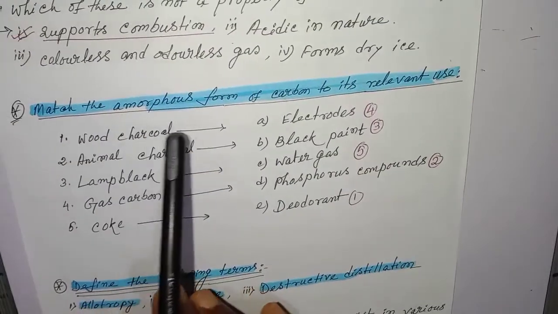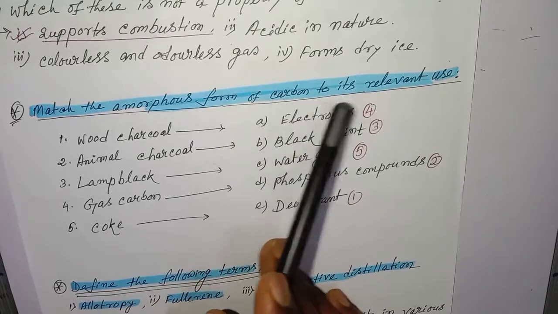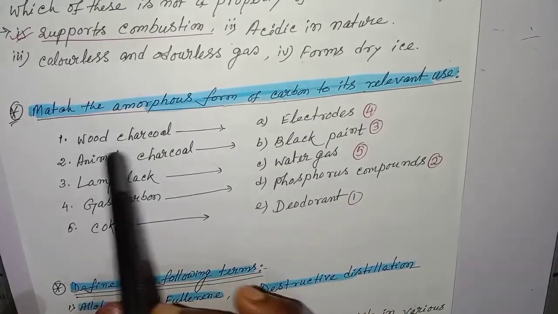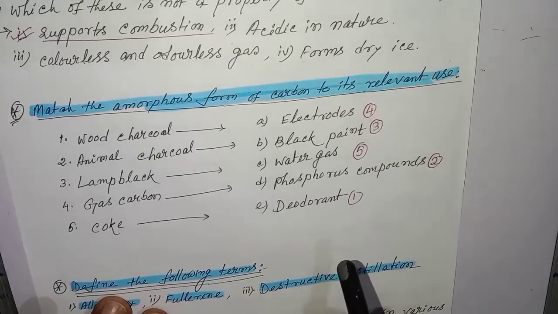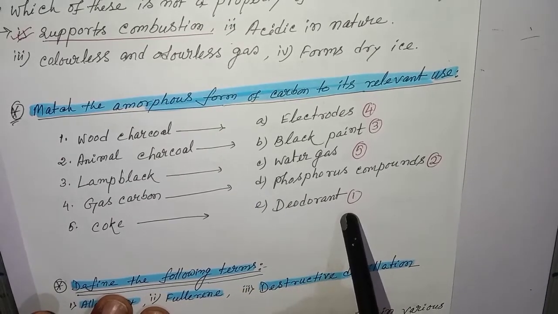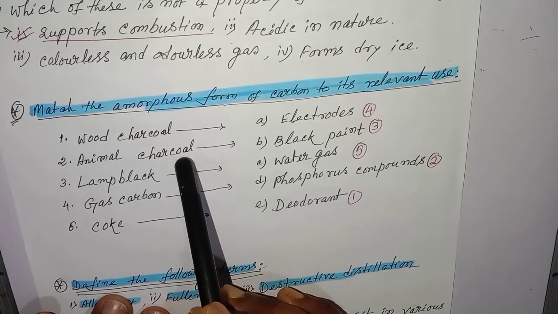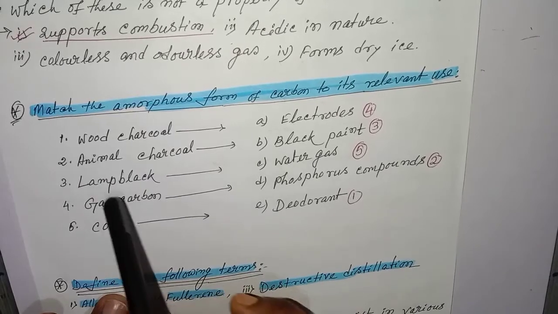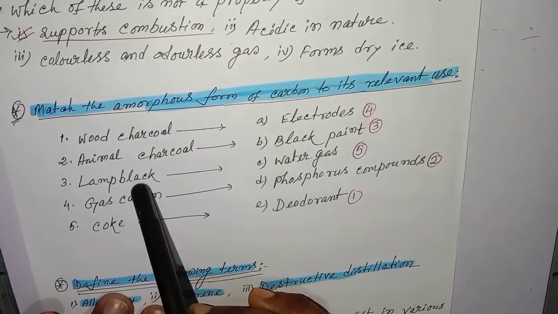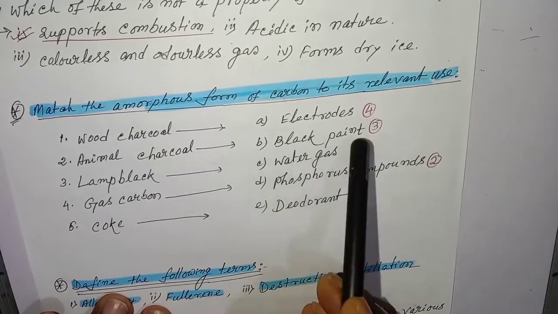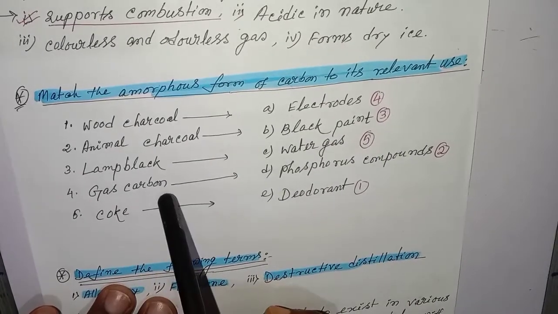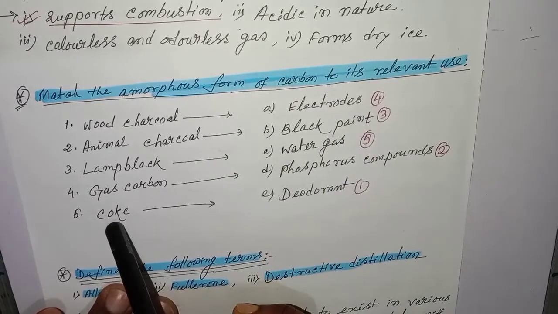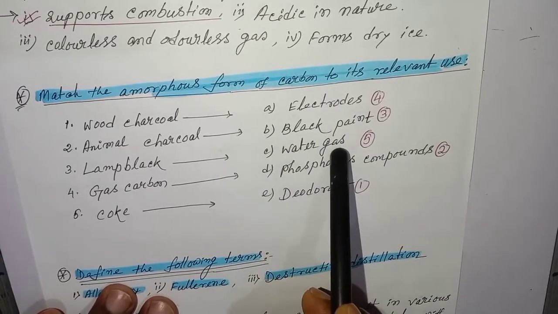Which amorphous form of carbon is matched to its use? Wood charcoal is used as a deodorant, animal charcoal, phosphorus compound, lamp black is used as black tint, gas carbon is used in electrodes, coke is used in water gas.